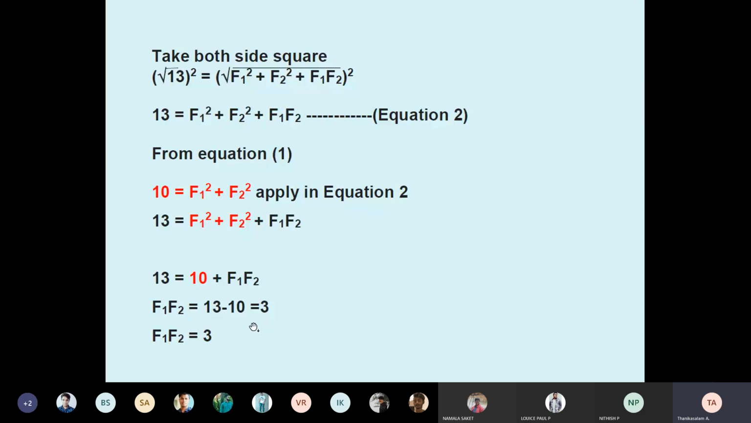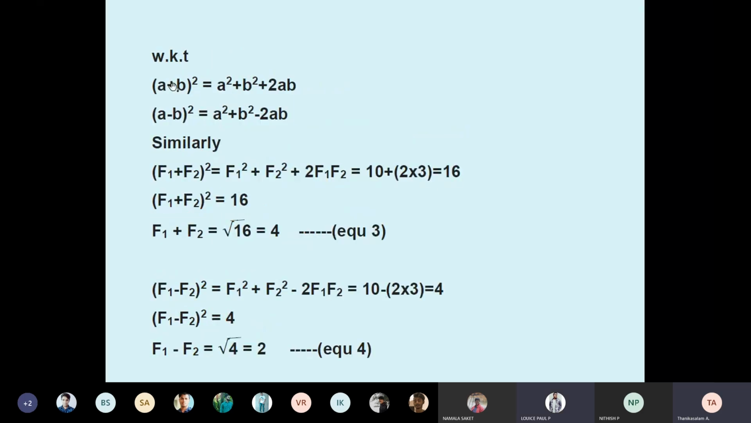Now we have studied many times, in school they always mention: a plus b whole squared equals a squared plus b squared plus 2ab, and a minus b whole squared equals a squared plus b squared minus 2ab.